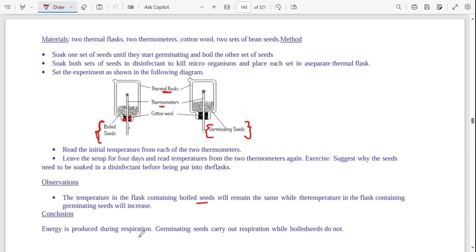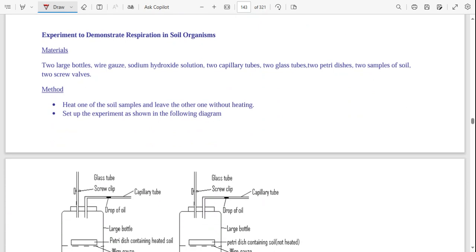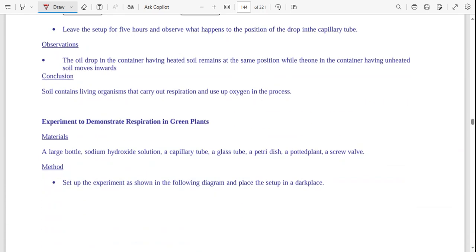And why is the temperature increasing? Because energy is produced during respiration. Germinating seeds carry out respiration, while boiled seeds are dead. They can't carry out respiration, so they can't produce any energy, because respiration only happens in living organisms. Okay, so that is one experiment that can be done.